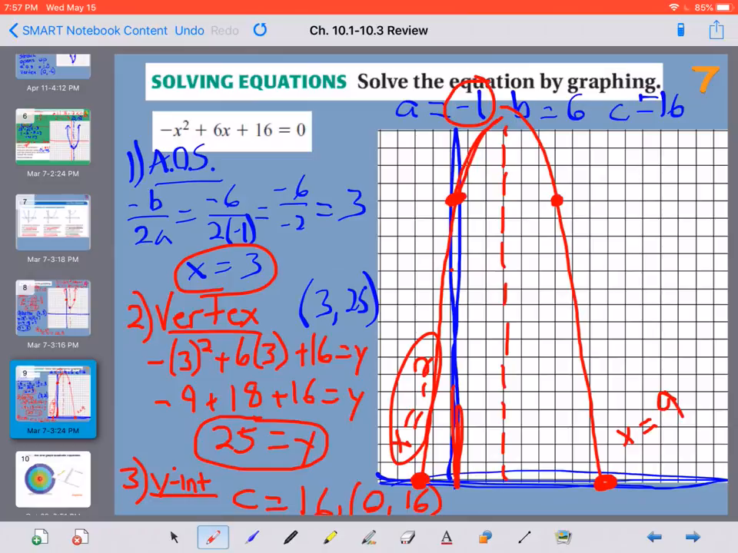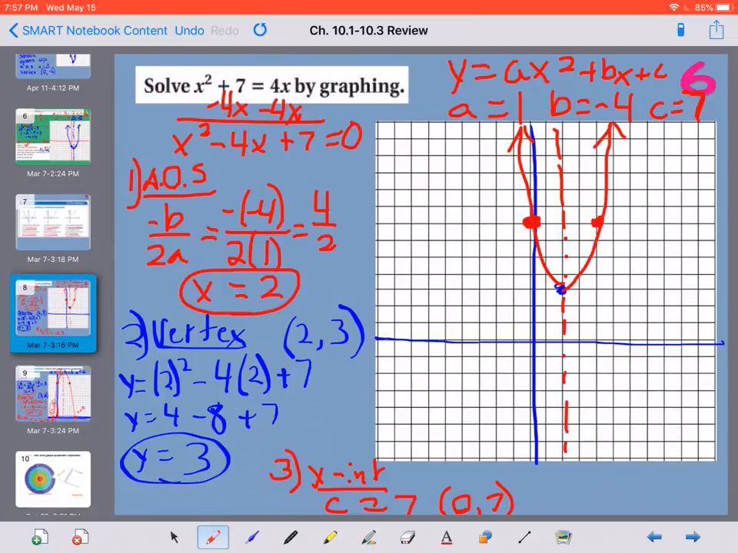I'm going to go back to this last slide because I don't remember saying the solutions. The solutions to this one are our x-intercepts, but this one doesn't go through our x-axis. So this one actually has no solutions.